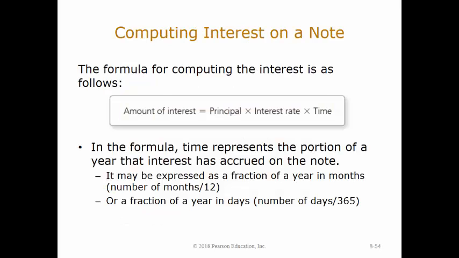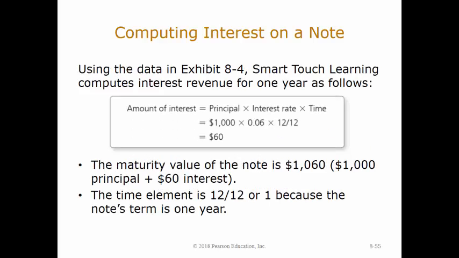At the end of the accounting period, if the note is not yet due, interest will need to be accrued. The approach is fairly straightforward. Amount of interest is equal to principal times interest rate times the fraction of a year that the note has been outstanding. Using the data in Exhibit 8.4, Smart Touch Learning computes interest revenue for 1 year as follows: $1,000 times 6% times 12 divided by 12. The maturity value of the note is $1,060: $1,000 principal plus $60 interest. The time element is 12 divided by 12, or 1, because the note's term is 1 year.